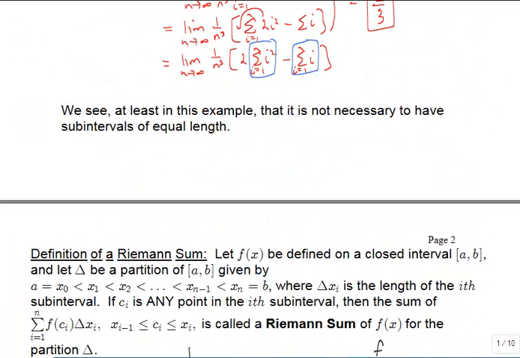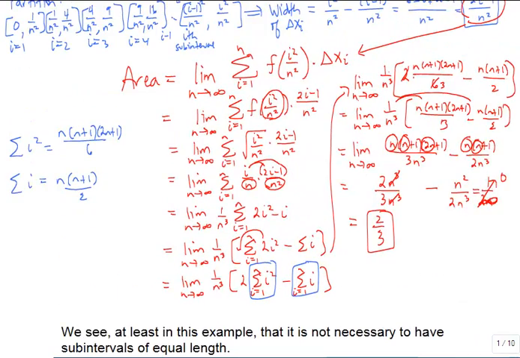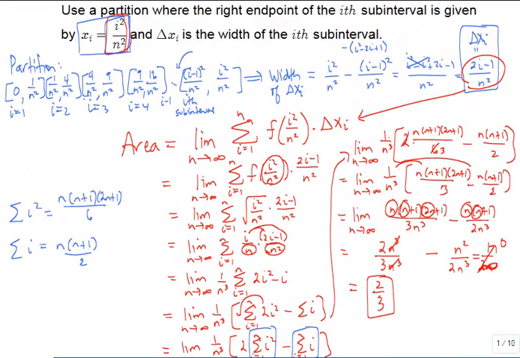Okay? And what we saw in this example is that it's not always necessary, and sometimes it's not even possible, to do it if you have subintervals of equal length. We had to modify in this example and change our partition so that each subinterval actually had a different width, and we used a very special formula to make that happen and make this work out nicely.